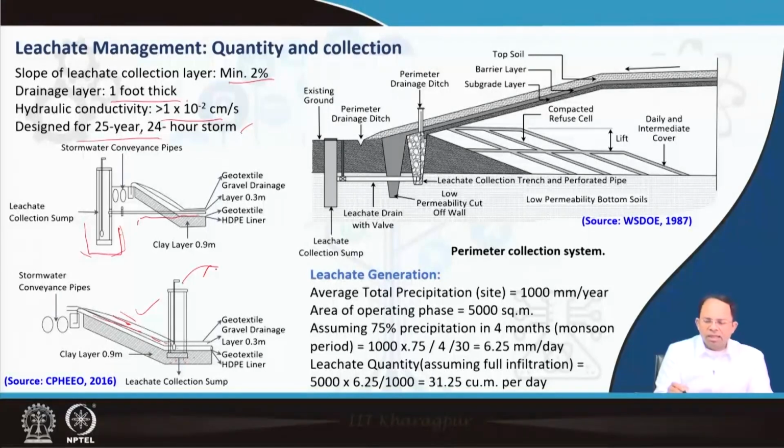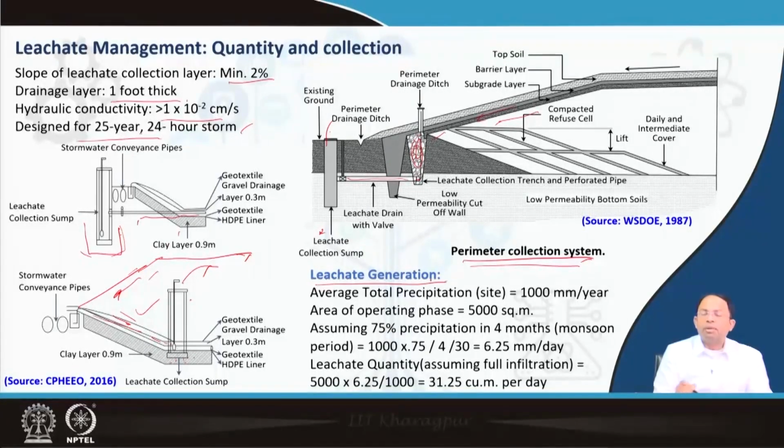Now some amount of leachate will also come from the side, if the slope of the landfill is like this. So for that we have a perimeter collection system as well. The leachate which flows from the side comes to this particular layer where it is stored, and from here we can collect the leachate via pipe, where it is taken to a sump, and from there again it is pumped out. So this is the perimeter collection system, and this is the standard collection system for leachate.